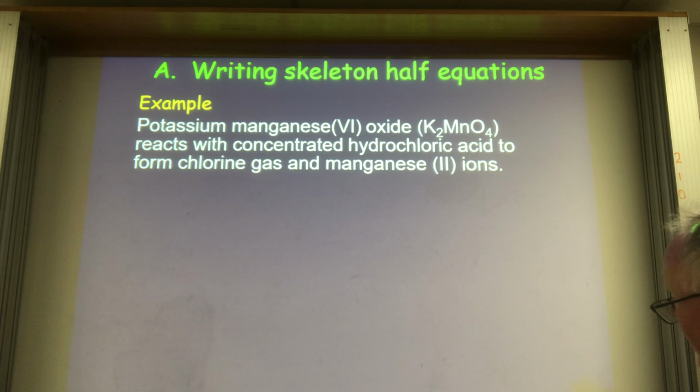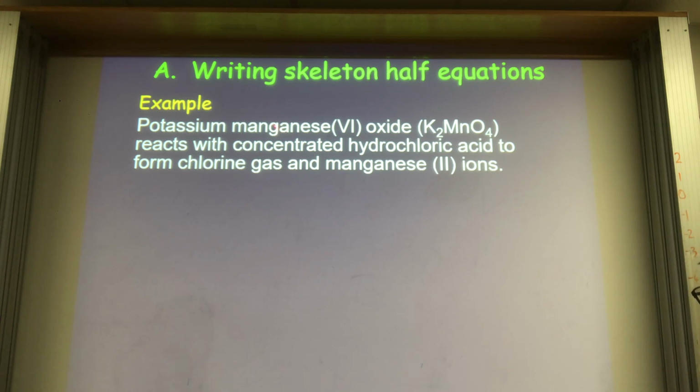So we'll get a scenario like this and be asked to balance that equation. And the first step is to work out what's being oxidised and what's being reduced, and give ourselves skeleton half equations to balance. So let's arrange that bit of text into reactants and products, and get the formulas.